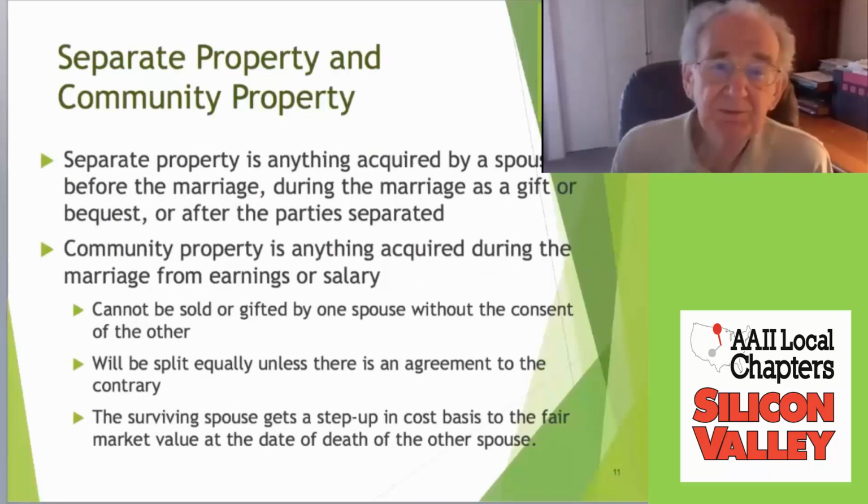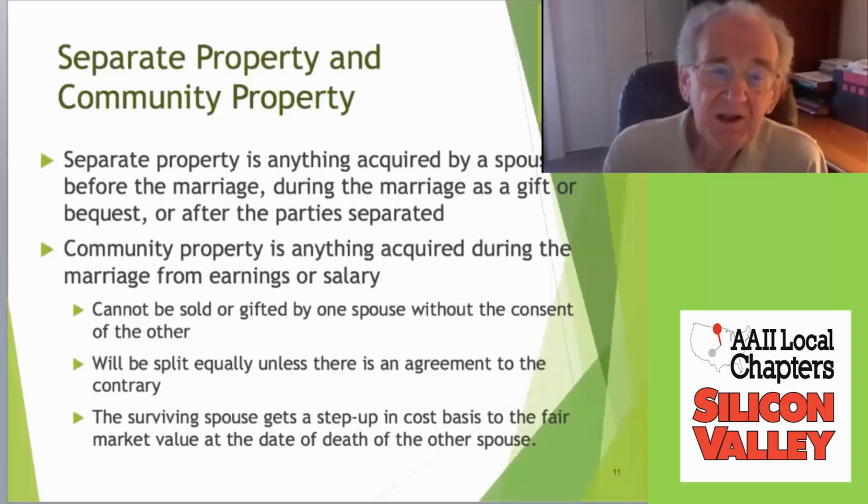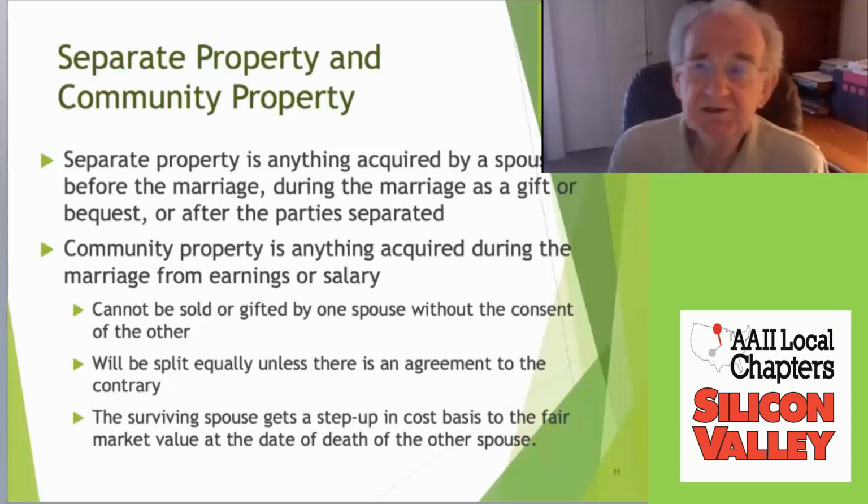California is a community property state, and that's one of the most popular forms of ownership here. Separate property, first of all, is anything acquired by a spouse before the marriage or during the marriage as a gift or bequest. If your spouse has inherited any property, that will be separate property until and unless it gets commingled with other property. Then it kind of forfeits the separate property category. And if there's a divorce, anything that's acquired after the parties separate is separate property.